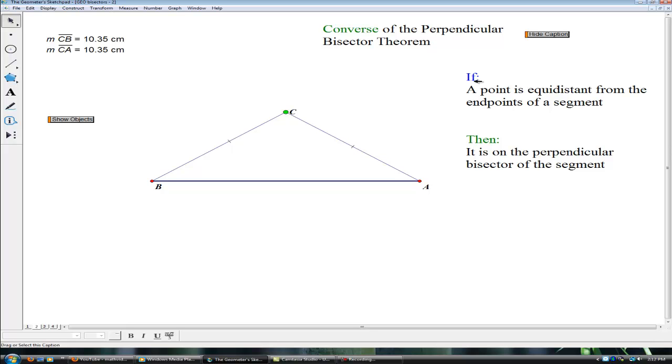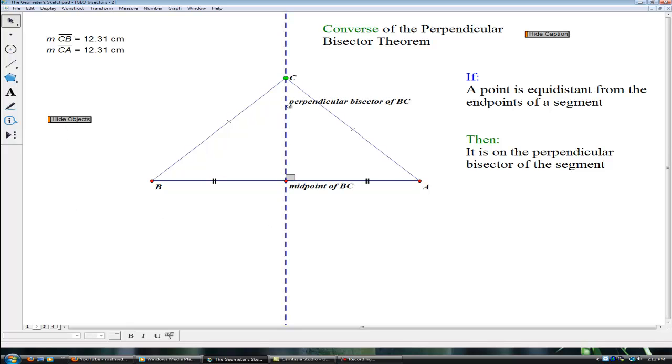So now what we have is, if a point is equidistant from the endpoints of a segment, which point C is, we have the dynamic measurements right up here showing, and we have our congruence marks, that C is always equidistant from B and A, we can then conclude that it is on the perpendicular bisector of this segment. So even if that perpendicular bisector hasn't been constructed, if we were to construct it, it would always intersect with this point C, given that C is equidistant from A and B.